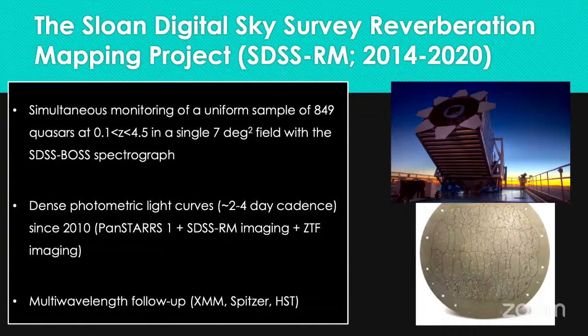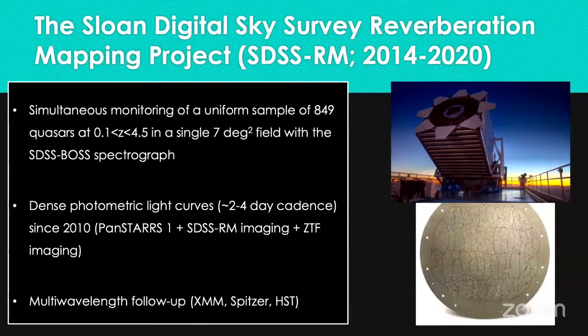This particular field, which I'll call the SDSS-RM field, was also being targeted by Pan-STARRS and several other photometric surveys as well. So in addition to the spectra that we were going to get from Sloan, there's also a plethora of photometry available as well. So there was actually really good multi-wavelength coverage in general of this field, and so it was a good field to start monitoring.